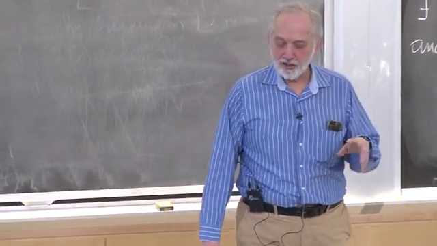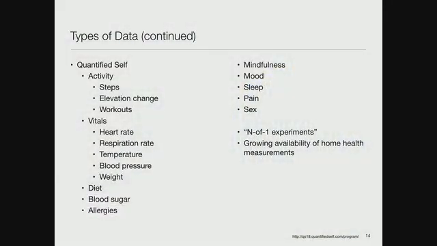And then there's the whole quantified self movement. I mean, how many of you wear an activity tracker? Yeah, only about a third. I'm surprised at a place like MIT. So, we measure steps and elevation change and workouts, and you can record vital signs and diet and your blood sugar, especially if you're diabetic, allergies, allergic incidents. There's all this mindfulness, mood, sleep, pain, sexual activity.